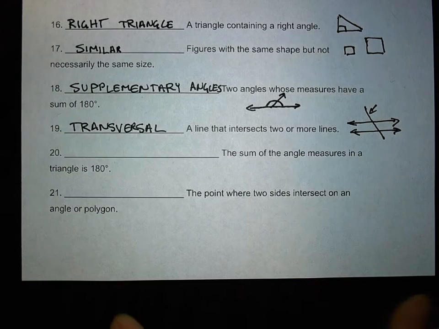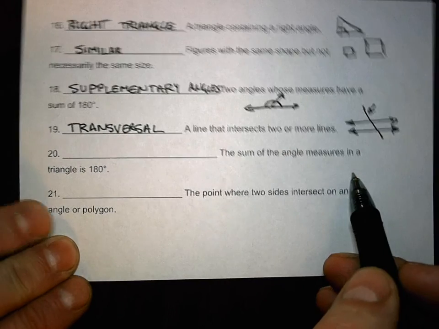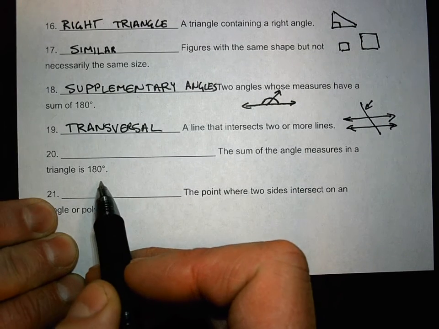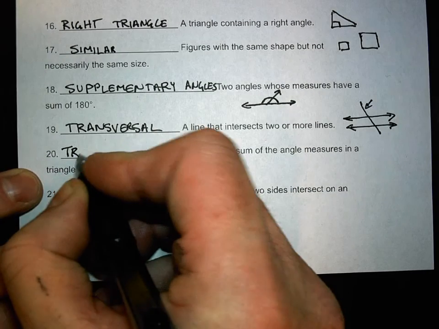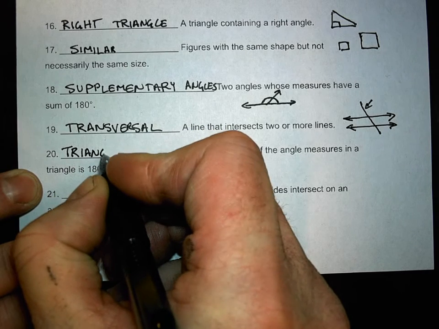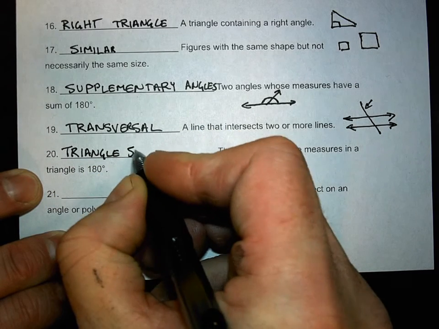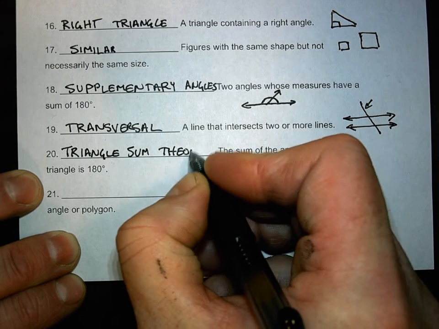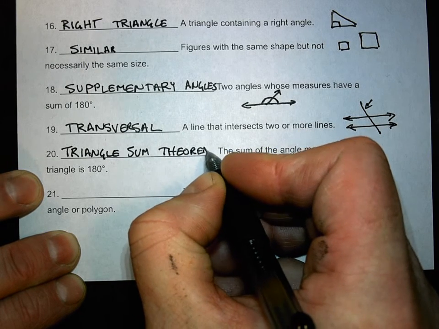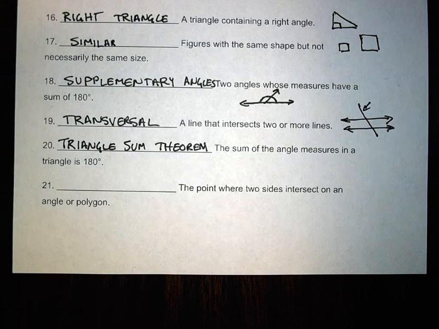Okay, the sum of the angles measured in a triangle is 180 degrees. This is something called the triangle sum theorem.